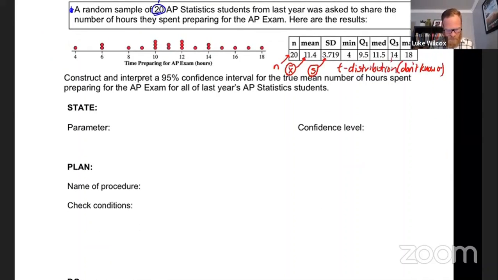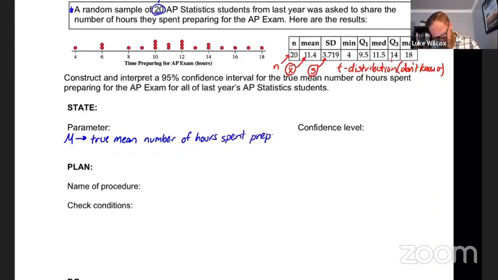All right, so here we go. Construct and interpret a 95% confidence interval for the true mean number of hours spent preparing for the AP exam for all of last year's AP Stats students. Okay, we're going to start by identifying the parameter, which is mu. This is the thing that we're trying to estimate here, and that is the true mean number of hours spent preparing for the AP exam for all of last year's AP Stat students.